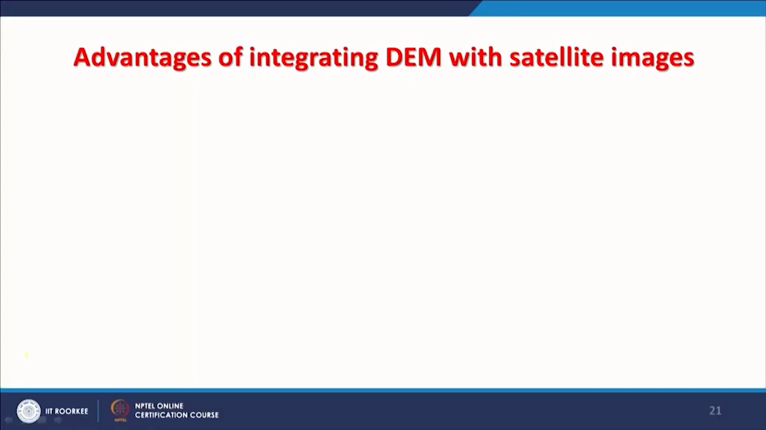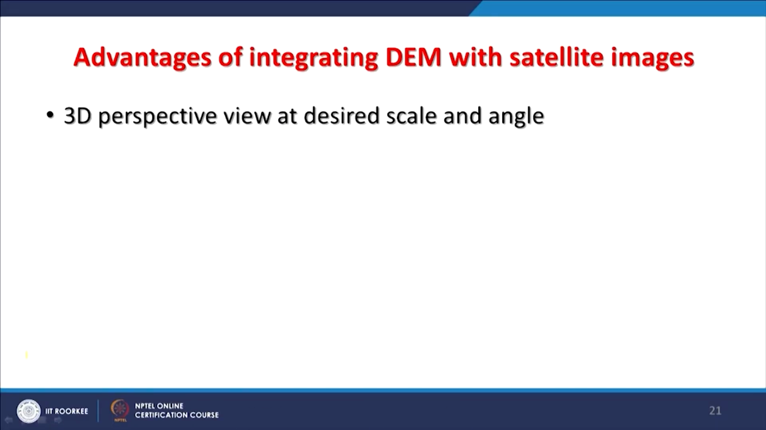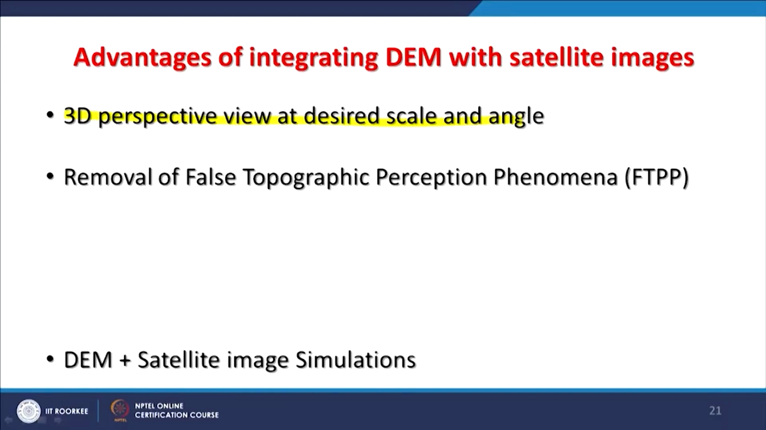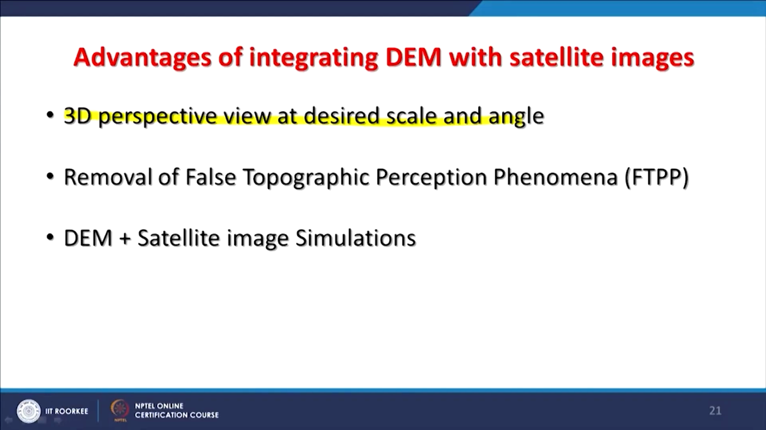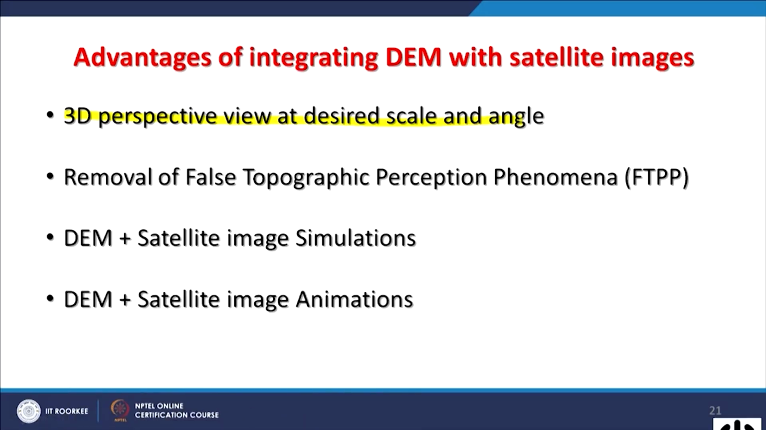So, what are the advantages? Many advantages we have seen in between, but in a nutshell the advantage is that you can create the 3D perspective view at desired scale and angle using a GIS platform, or if you do not want too much processing, initially you can start a feasibility study in Google Earth, and later on move to that. Removal of false topographic perception phenomena I have already discussed with you, and DEM and satellite image simulations are possible, DEM and satellite image animations are possible.